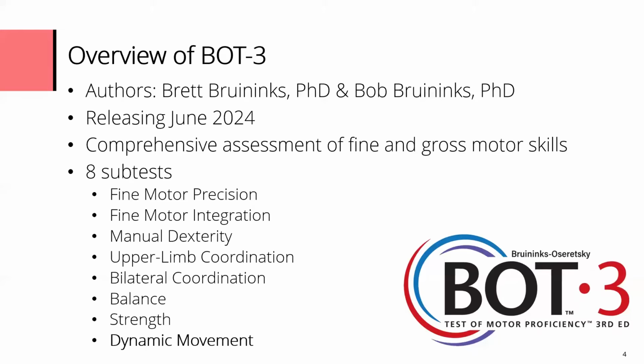So again, for those of you familiar with the BOT-2, you'll see that the 8 subtest names are essentially the same as the BOT-2, but the one exception is dynamic movement, which is the new name for running speed and agility.